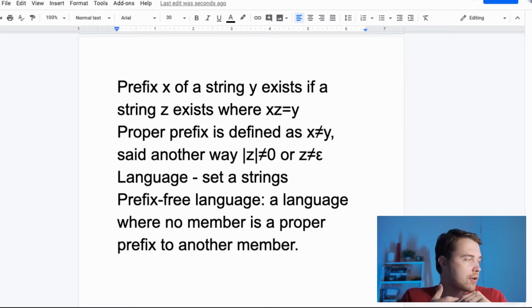So the question is, for example, the English language, is that a prefix-free language? Yes, no? No, yes? What do you think? Comment down below. I'm joking.